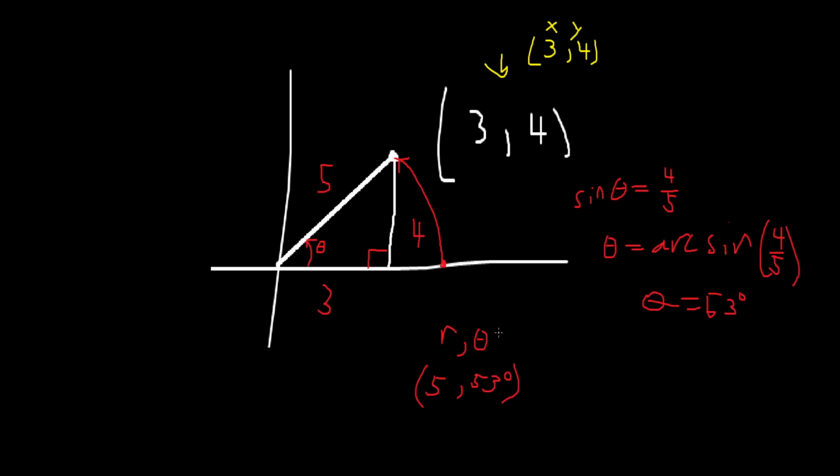So this means if ever we need to make a polar coordinate point out of our Cartesian system, we could do the square root of x squared plus y squared. That would be our r value. And then we can just do arc tan.